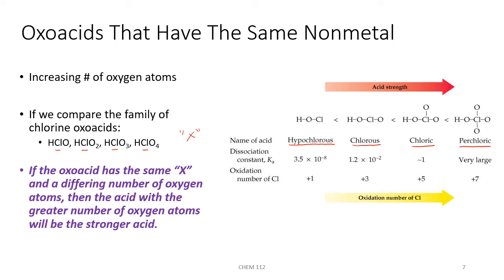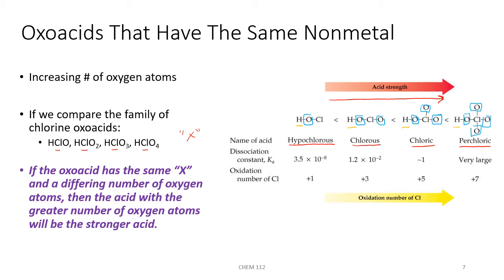Starting with 1 oxygen for hypochlorous acid, 2 oxygens for chlorous acid, 3 oxygens for chloric acid, and 4 oxygens for perchloric acid. And in each case, notice that in an oxoacid, the hydrogen atom is bonded to an oxygen and not bonded to the nonmetal. So we can see that as we go from left to right, as the number of oxygen atoms increases, the strength of the acid increases.